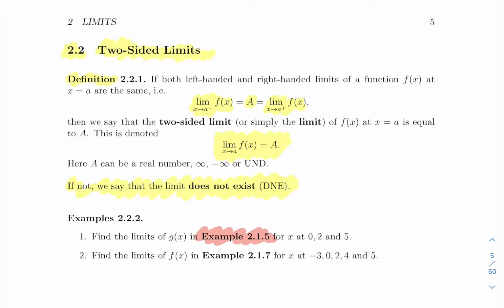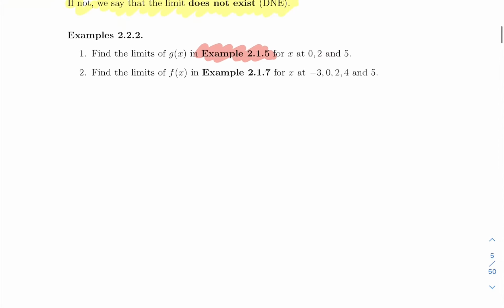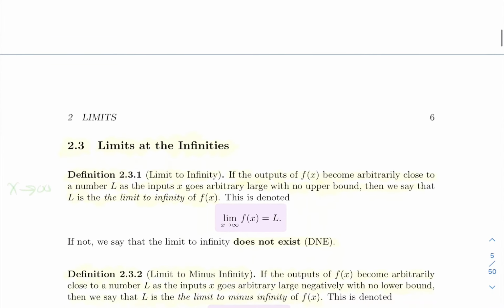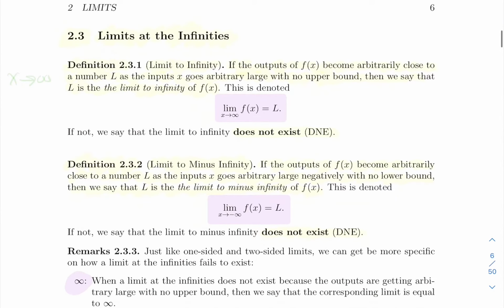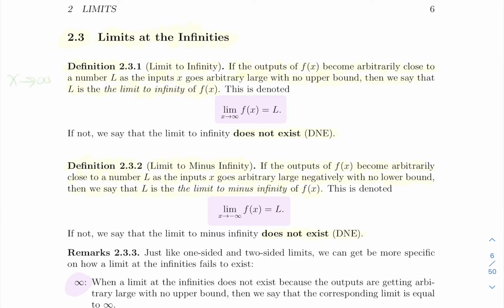But also what we can do is study the behavior of the graph for large inputs, positive or negative. And those behaviors are going to be captured through limits at infinity. So let's go to the definitions in 2.3. Let's talk about limits going to infinity because it's very similar. And this will allow us to really do everything, every example that you get. If I give you a graph, you can do everything: left, right, two-sided, and limits at infinity.